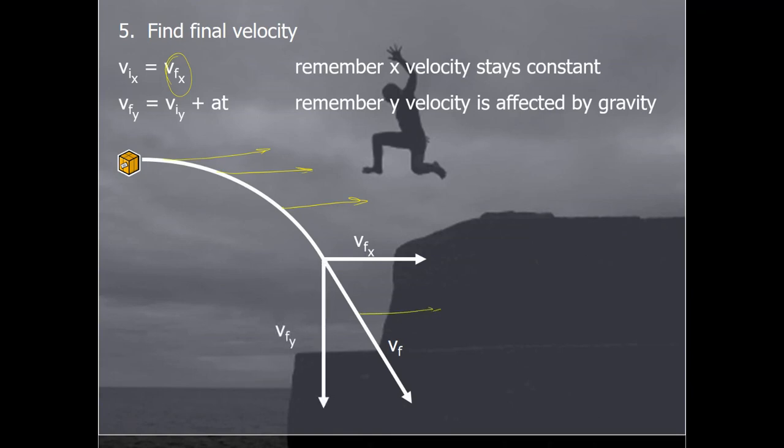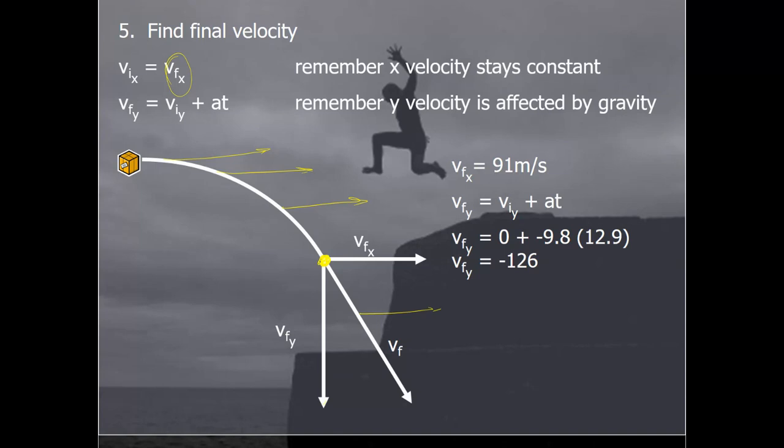Whenever we look at the y velocity, let's picture that the package lands at this point here instead of all the way down here. So here's our x velocity this way, but at this point it now has a y velocity based on the acceleration of gravity. So I can plug in those values. The initial y velocity was 0, the acceleration was negative 9.8, and the time it took to get to the ground was 12.9 seconds. Plugging that in, we end up with a final velocity of 126 meters per second. So this leg of the triangle is 126.